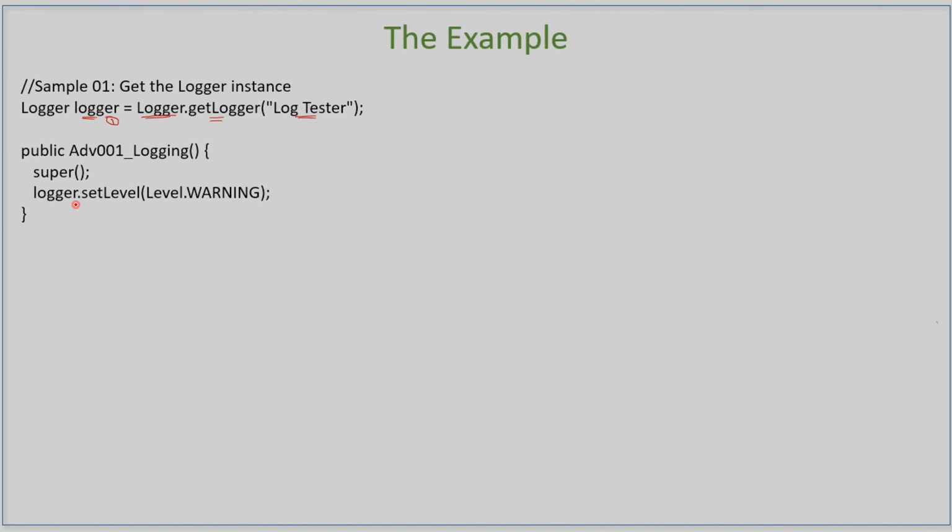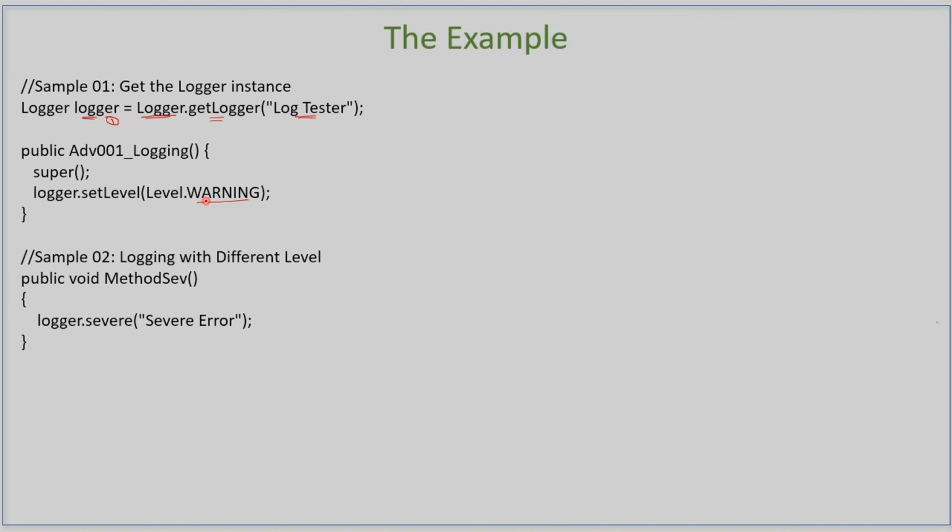Next, in the constructor, we are setting the log level. Here we are setting the log level as warning. That means since we are setting the log level as warning, this will include severe messages as well as warning messages both. But it will not include info and other debugging messages like fine, finer, finest. Those messages won't reach.